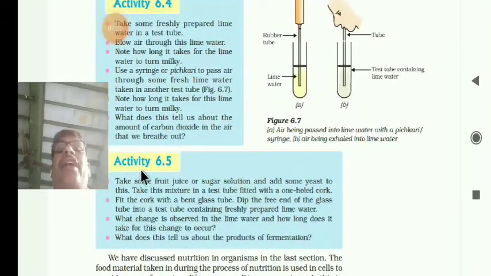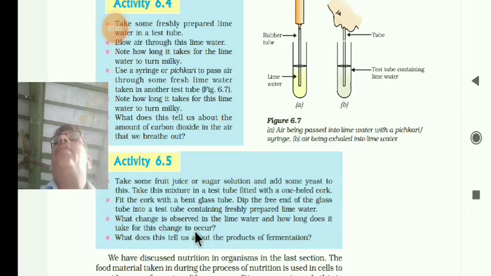Now the next activity, 6.5. Take some fruit juice or sugar solution, add some yeast to this. Take this mixture in a test tube fitted with a one-hole cork. Fit the cork with a bent glass tube. Dip the free end of the glass tube into a test tube containing freshly prepared lime water. What change is observed in the lime water and how long does it take for the change to occur?